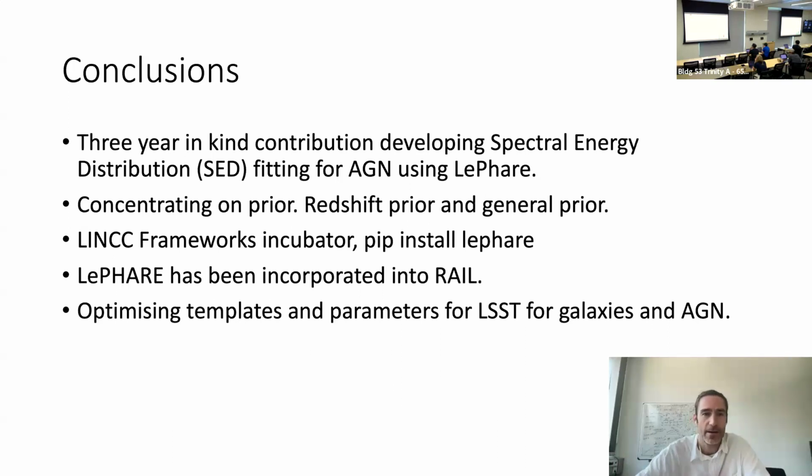Please let us know. And yeah, optimizing templates and parameters for LSST, both for ugrizy only and for the deep filter where you have better coverage. For galaxies and AGN, that's the focus of our work going forward. How do we optimize the hyperparameters essentially? And that's a similar problem, I think, for machine learning. We could probably use some of the same infrastructure for how we do this hyperparameter optimization.